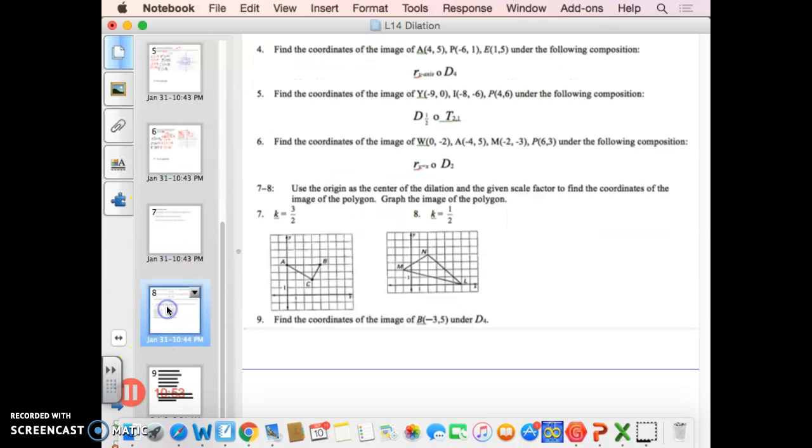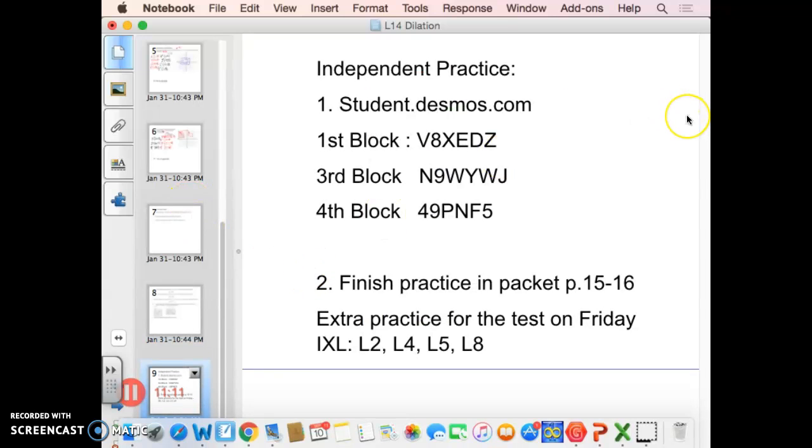All right. What you're going to work on now is page 15. There are 9 problems for you to solve. Go ahead and work through these 9 problems. You may work with a partner if you'd like. There's also a Desmos activity. If you would like any extra practice for the test, which is on Friday, you can go to iExcel and log in. There is a Desmos for dilations. There's the information. Make sure you get your practice problems done. We'll go over the answers in class or tomorrow.